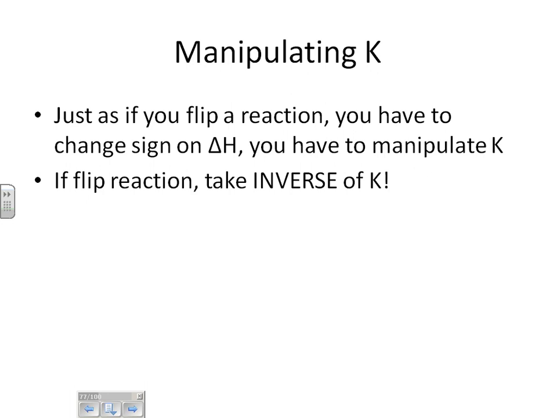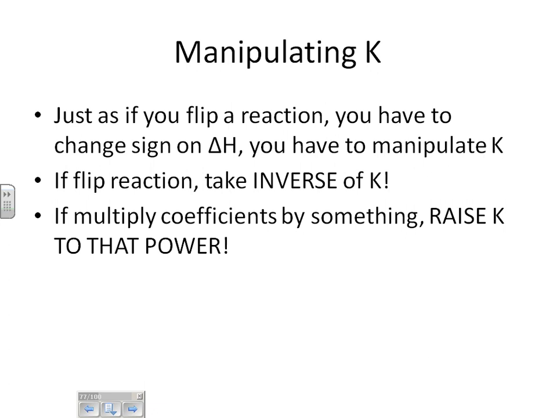So instead of taking the negative of K, which makes no sense, if you flip a reaction, you're going to take the inverse of K, the reciprocal. If you write out a reaction where what used to be your products are now your reactants, well, think about it. K is products over reactants raised to their coefficients. You just changed what are the products and what are the reactants. Ergo, you are going to take the reciprocal value for K. So if you flip a reaction around, you need to take the reciprocal value for K.